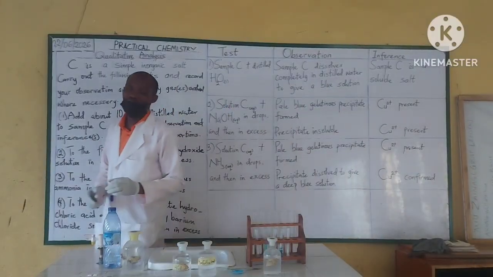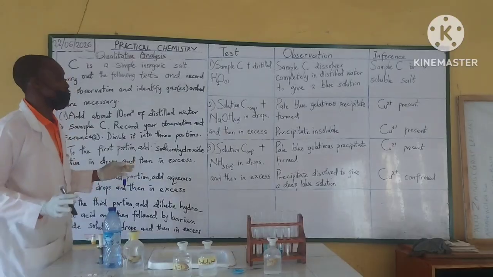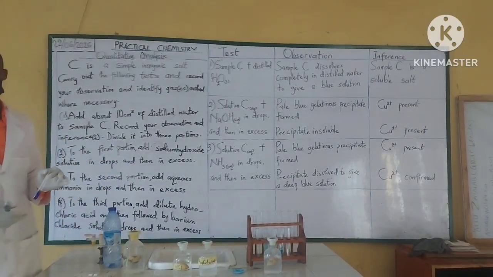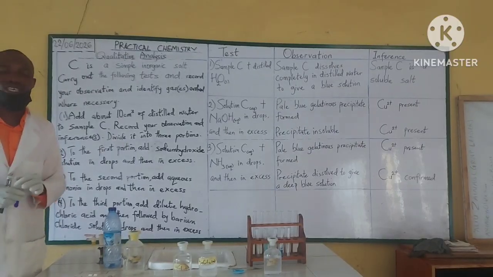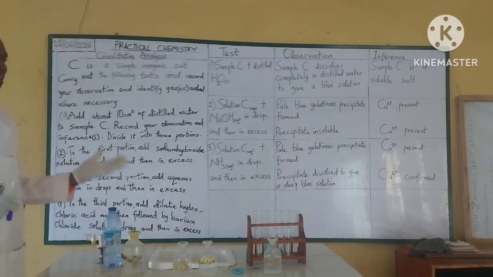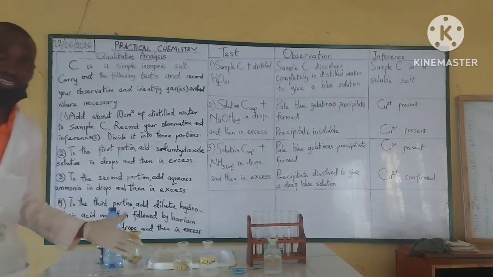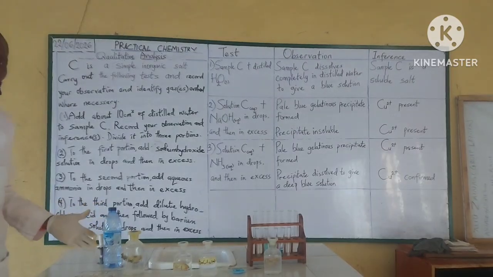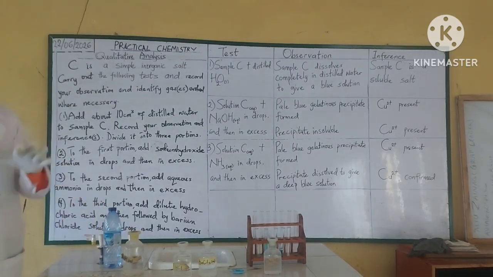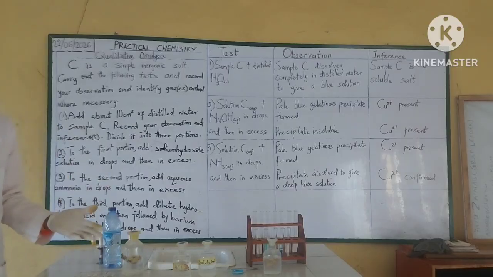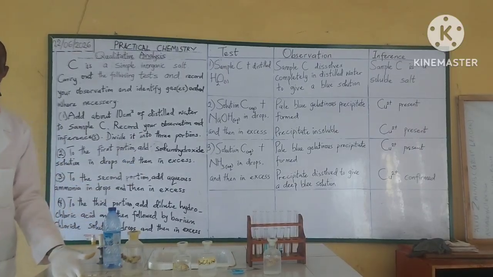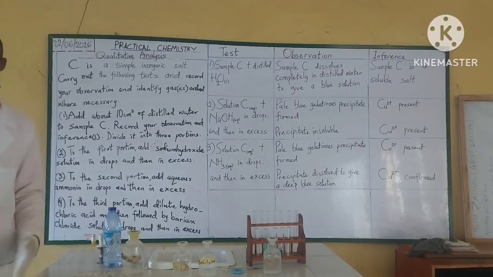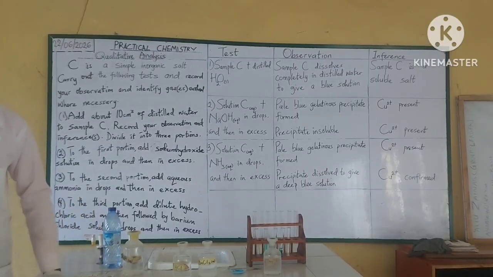Anytime we make use of sodium hydroxide and ammonia, we are trying to test for cations. And what are the cations? Those cations are Al3+, Zn2+, Pb2+, Ca2+, and for the colored ones, they include Cu2+, Fe2+, Fe3+, and so on and so forth.